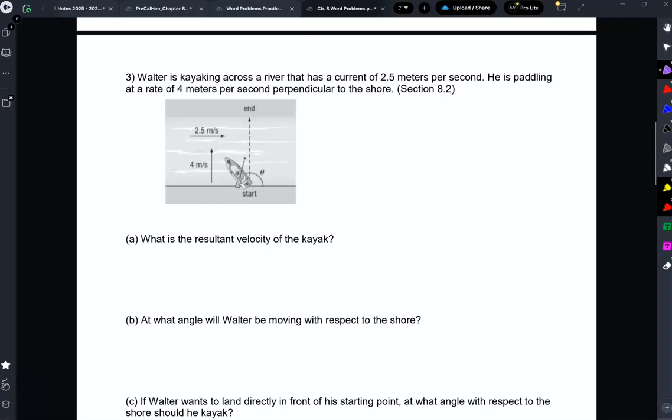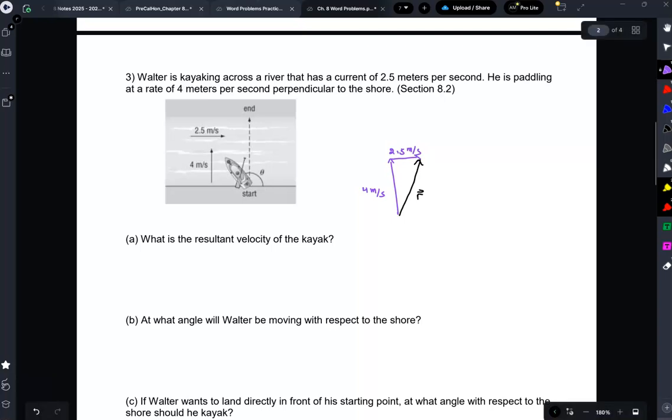So what happens here is Walter is kayaking at a rate of 4 meters per second, perpendicular to the shore. And then there is a current of 2.5 meters per second. So the current is obviously going to push him a little bit to the right. So the resultant velocity will be this. This is the resultant. Now what we want is how much is that resultant?